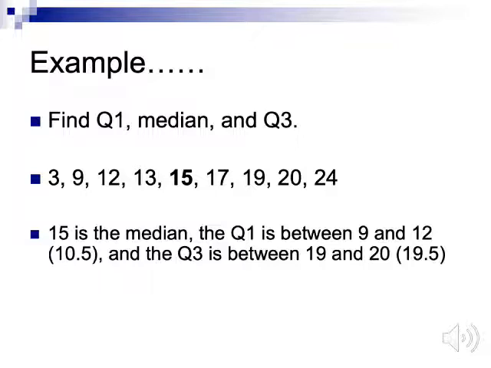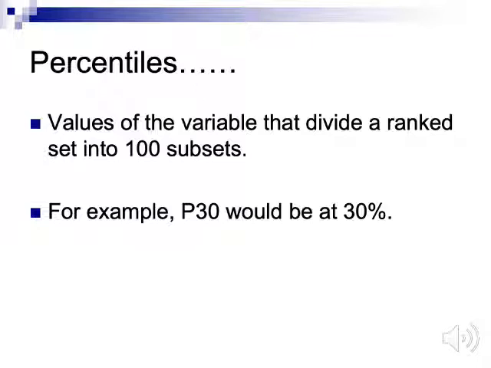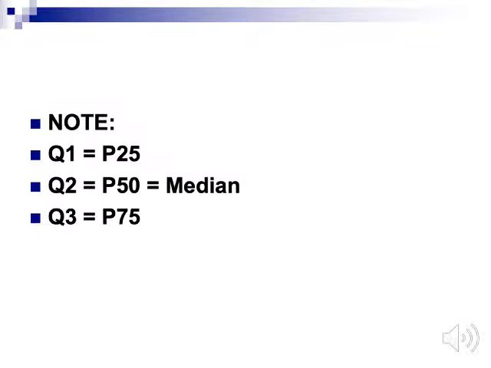Percentiles are the values of the variable that divide a ranked set into 100 subsets. You can also find percentiles using Excel. Everything should not be made difficult by doing the manual laborious computation, we will do it in Excel. For example, you have P30, that is 38%. We have to take note that Q1 is the 25th percentile, Q2 is the 50th percentile, Q3 is the 75th percentile.